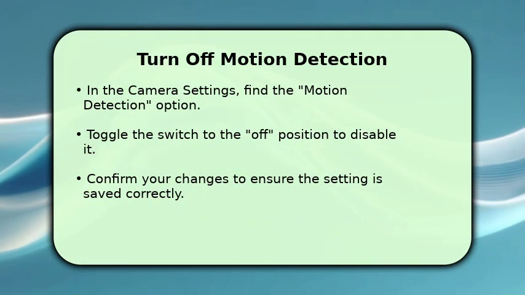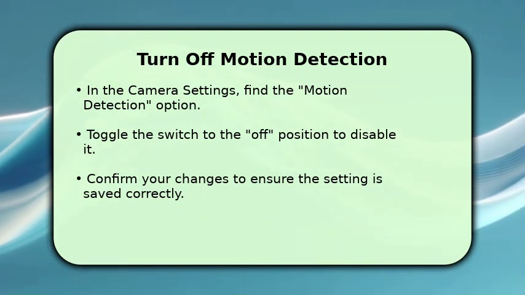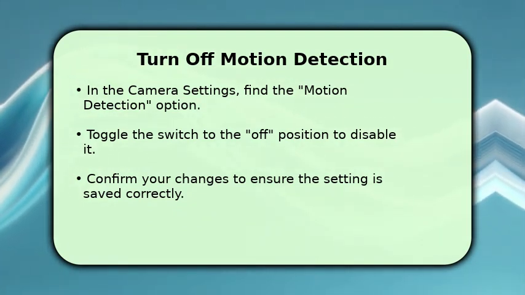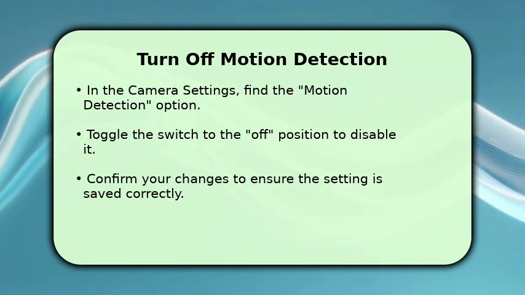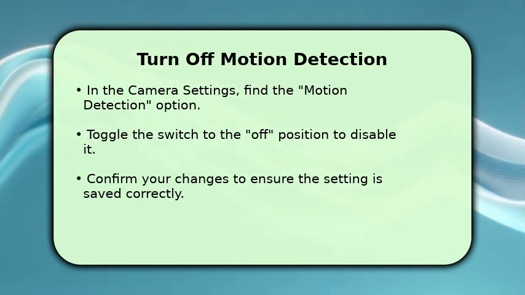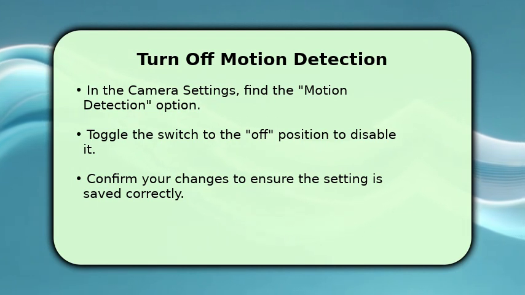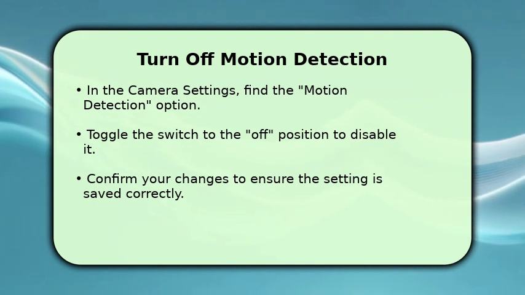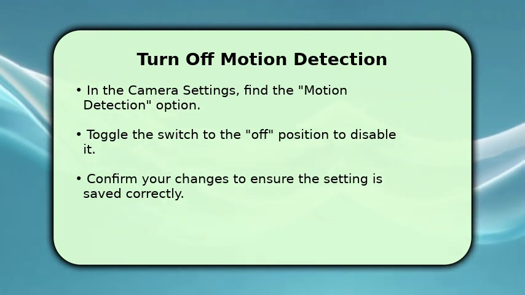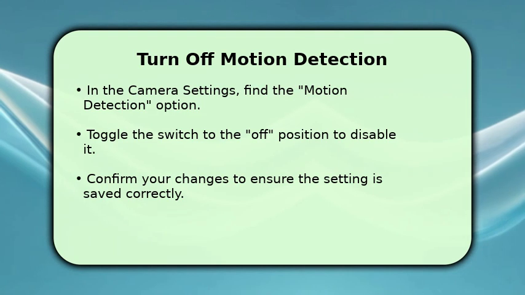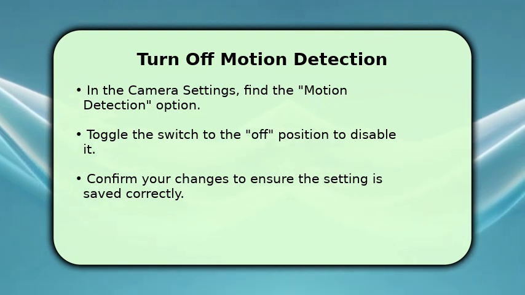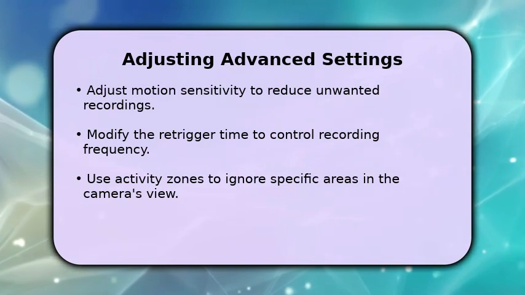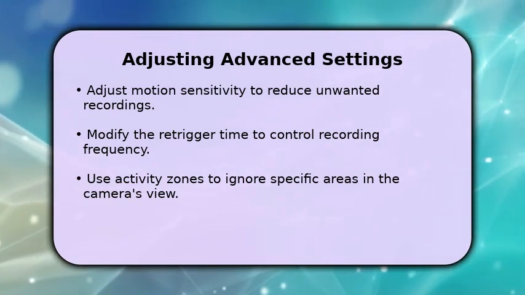Within the camera settings menu, scroll down until you find the motion detection option. This is the primary control for event response. Simply tap the toggle switch next to it to turn it off. A gray switch usually indicates it's disabled. Remember to save any changes you make, often by tapping a Save or Done button, to ensure your camera stops recording motion events. If you don't want to fully disable motion detection, you can fine-tune it.